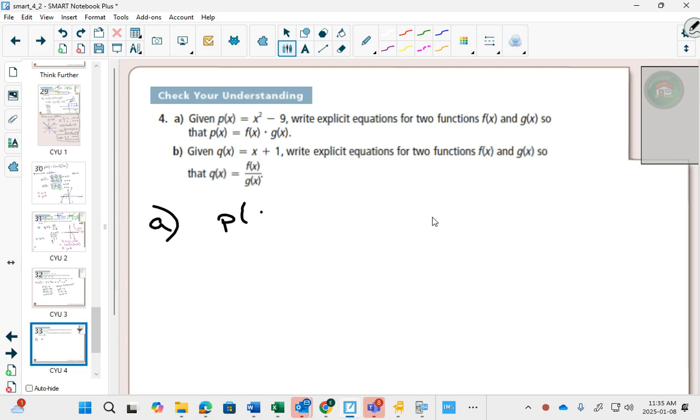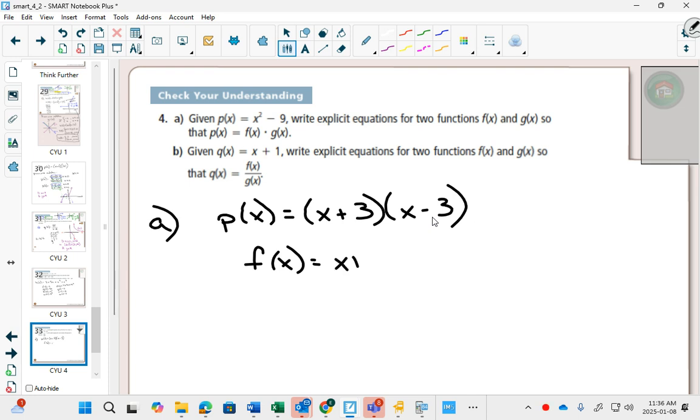I'm thinking what they want you to do in A, because you want to make two functions multiply to give you P of X. It's not hard to factor. Can you see that you could factor P of X? And then I could have made f of x equal to x plus 3, and I could make g of x equal to x minus 3, and it would work.